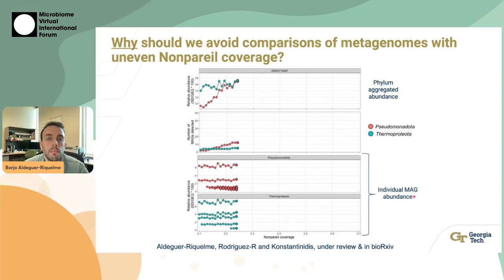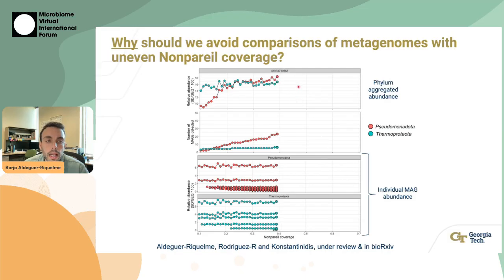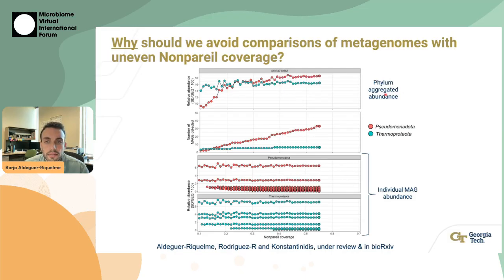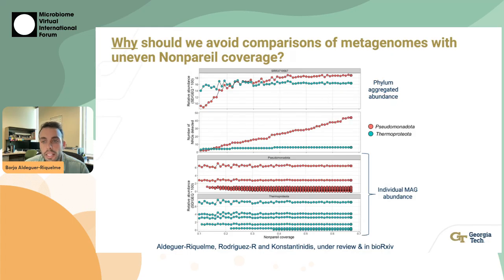So here on the panel on the top, I show you the aggregated relative abundance of a group of MAGs belonging to the phylum Pseudomonadota and the phylum Thermoproteota at different Nonpareil coverage, ranging from 0.1 to 0.7. As you can see, the aggregated relative abundance of the Pseudomonadota increases as Nonpareil coverage increases. However, in the case of the Thermoproteota, this relative abundance remains more or less stable.